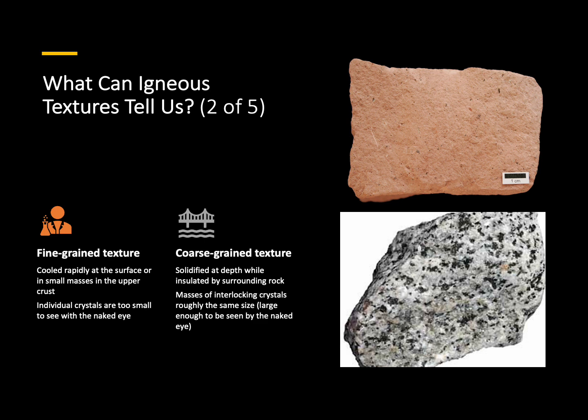But the bottom image is the exact opposite. Here we have a coarse-grained texture. The minerals are large enough that we don't need a microscope, we just need our eyes to be able to see each individual mineral. And when we see these large, coarse-grained minerals, it's telling us that they took a long time to cool off, and that they cooled off inside of the earth where it's still very hot. So it took probably hundreds, if not thousands of years for it to cool off and solidify into a solid.